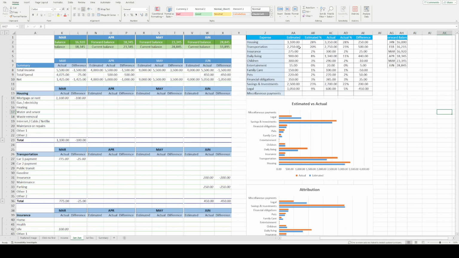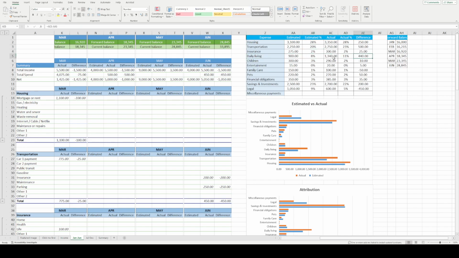Here you have what is estimated from the total income. So the housing was estimated at 28%. Your actual spending on it is around 28%. If we look a little bit deeper into the percentages, we'll see that it's not precisely that: 27.9, 27.67. But the difference is 250 euros and it's not that notable. So transportation was 20% of your expenses, insurance was 2%, and so on.